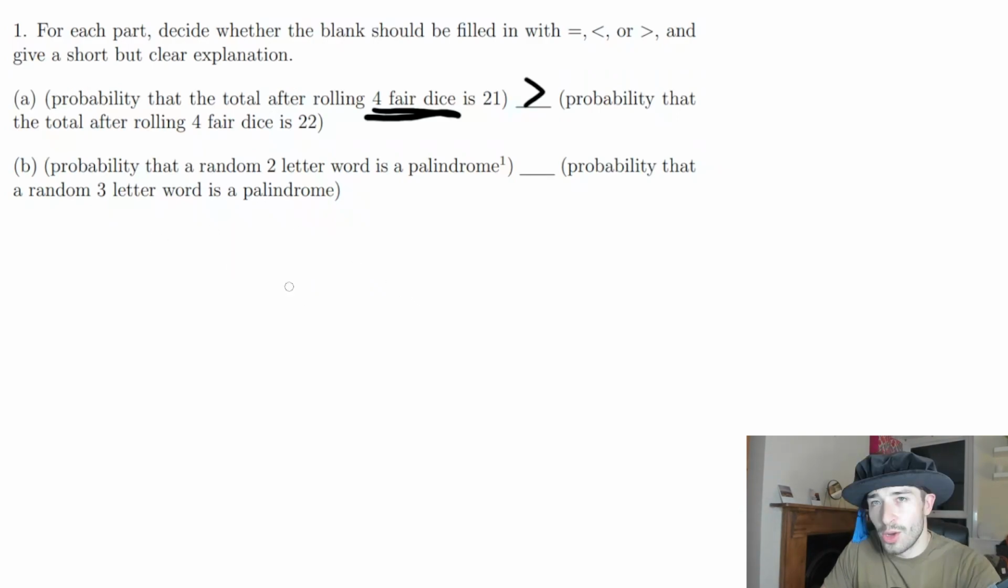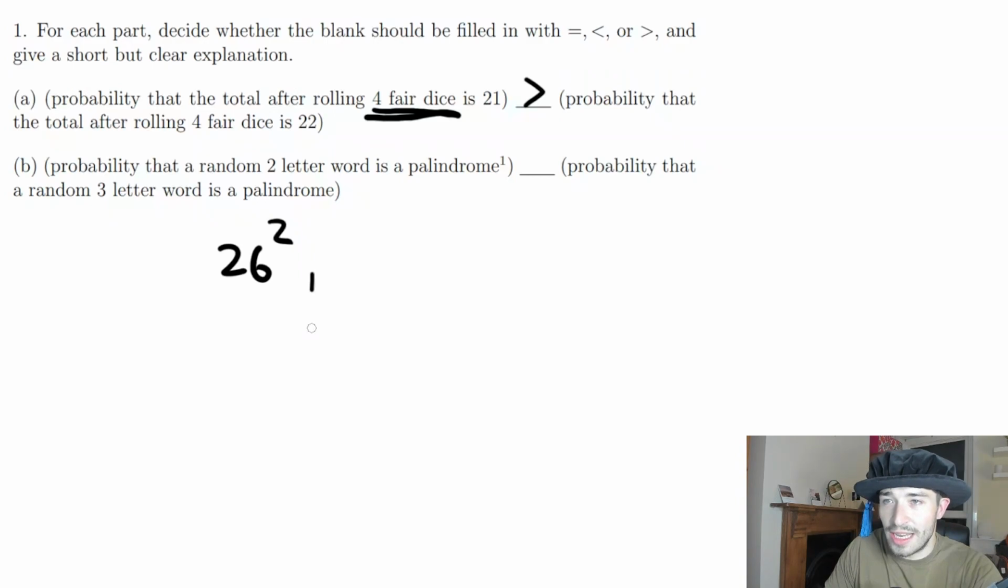Now the question is, what's the probability that we get a 2-letter word palindrome? And what's the probability that we get a 3-letter word palindrome? Okay. So let's start with the 2-letter case. And what he tells you is you are to consider the alphabet to be the lowercase letters A through Z. Okay. So that means there are only 26 possible characters and there are 26 squared possible ways of arranging them.